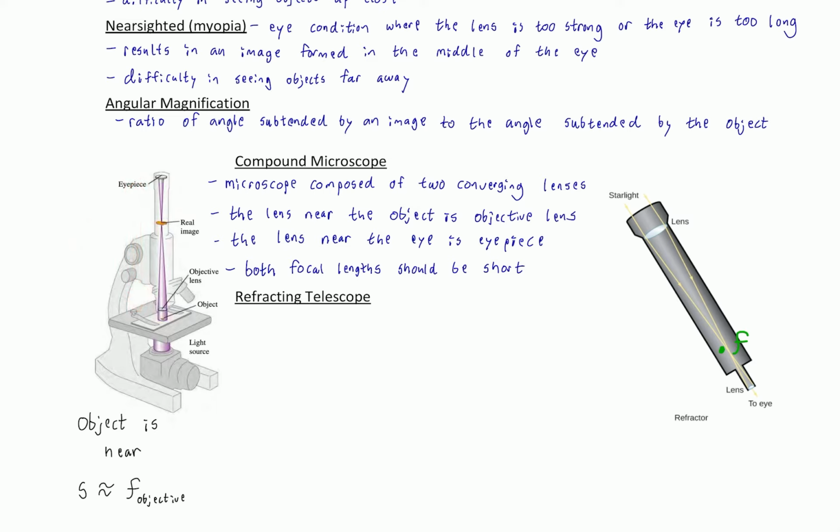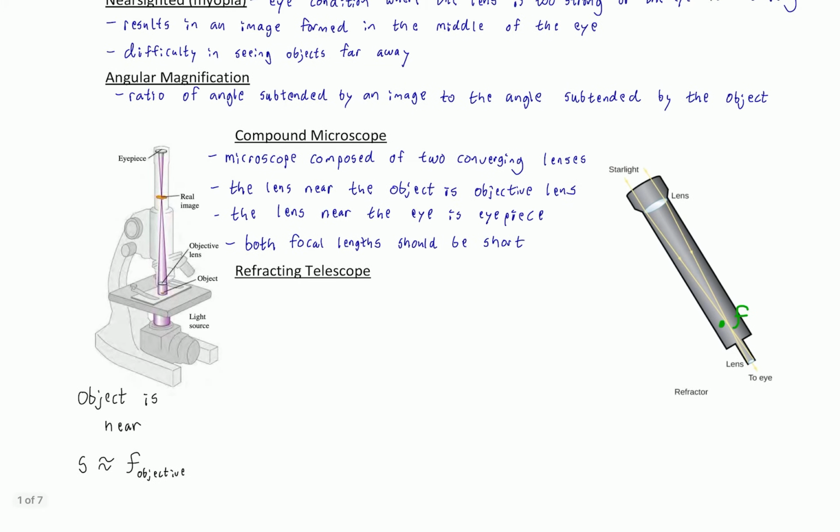Now, this statement, both focal lengths should be short, is something we better back up. I'm going to explain why it's beneficial to have a microscope where both focal lengths are short, because otherwise this is just a rule we have to memorize that doesn't make any sense. In this class, we'll try to make sense of it. We're going to use our background information about images, use some particular approximations for the microscope, and come up with the reason why both focal lengths should be short.